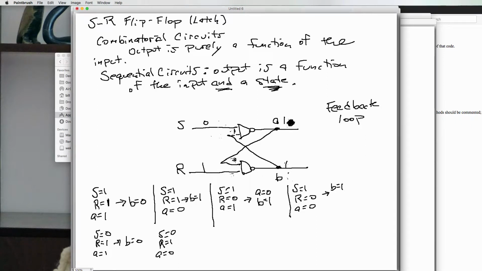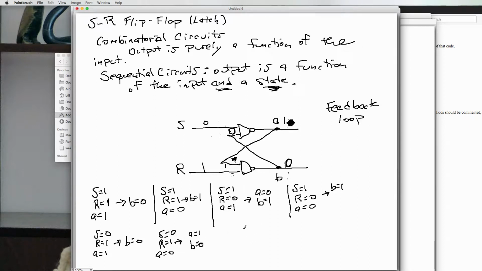And I come down here and I erase this. And now this is a 1. And I have a 1 and a 1 going in here, so it's going to make B 0. And now that's going to make this a 0. And 0 going in there is a 1. And now this is all stabilized. So what has happened over here is A has become 1 and B has become 0.